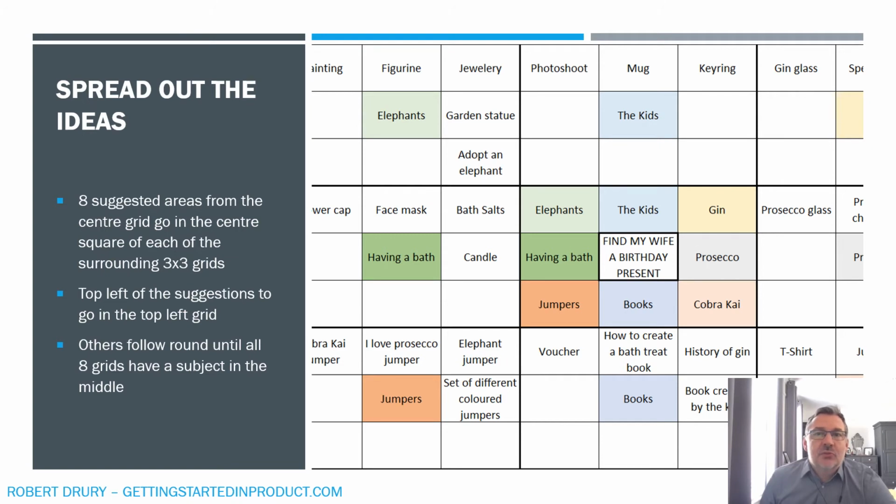Once we've got our 8 squares immediately surrounding the challenge all completed, our task is then to take each of those 8 areas for investigation and place them in the centre squares of the 8 surrounding 3 by 3 grids.